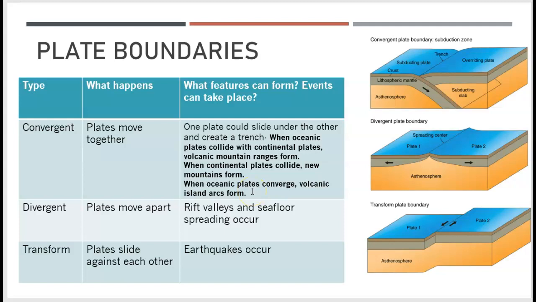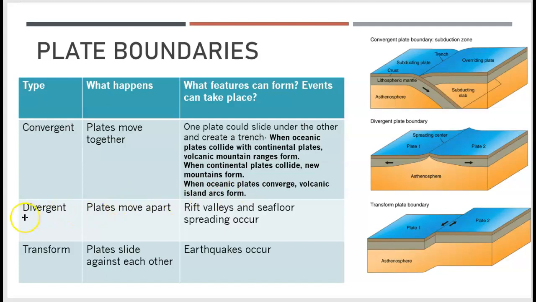Those are different from hotspot volcanoes like the islands of Hawaii. So we can have oceanic plates converge, and that can create an island arc, so kind of a chain of islands, or something like the hotspots that we see in Hawaii are where a hotspot is kind of allowing lava to erupt out, and then as the plate moves, it carries away the islands with it.